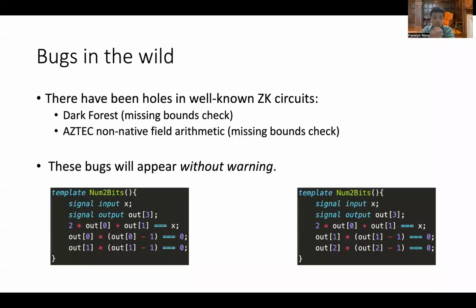So to show some examples where this has actually happened in the real world, note that there have been holes in well-known ZK circuits. For example, Dark Forest, a common online game, had a missing bounds check, and Aztec's non-native field arithmetic also had a missing bounds check, which meant that this QAP was not equivalent to a function. To really drive this home, these bugs will often appear completely without warning.